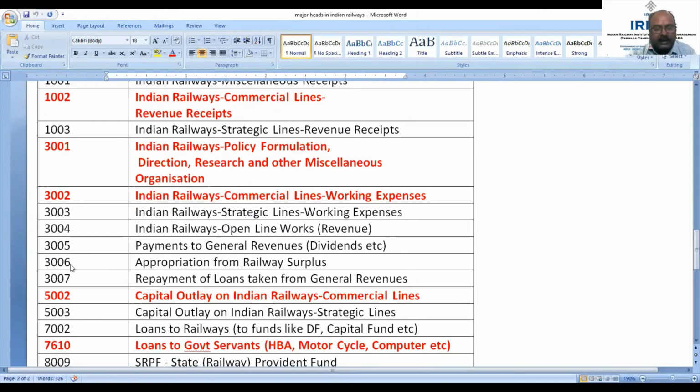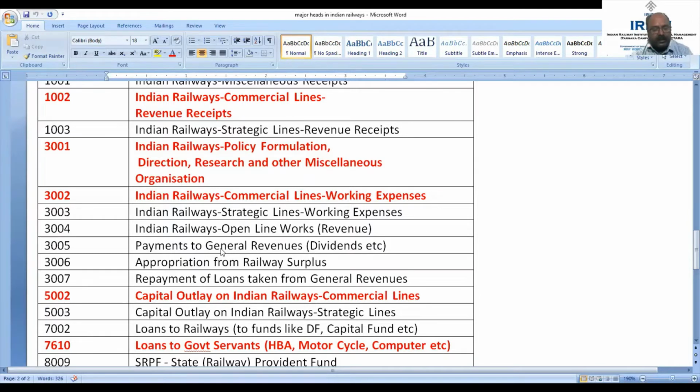Now, 3004, OLWR, is not in operation; it is closed. And 3005 is also not in operation because dividends are not required to be paid. And 3006, we are using this for appropriation from surplus, that is, after meeting all the working expenses, any surplus is appropriated to the development fund, safety fund, liability reserve fund and capital fund. So major head 3006 is used for that. And 3007, repayment of loans taken, is also irrelevant now.